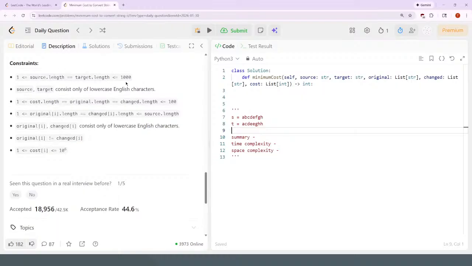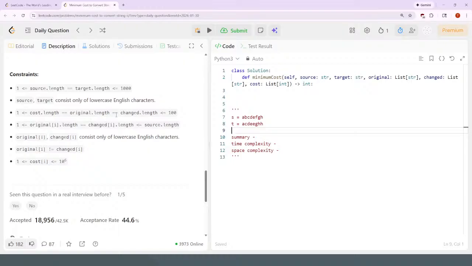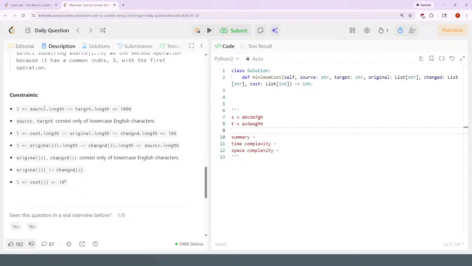Source and target, original and change at I, I thought would be equal in length. It doesn't even seem like it. Source and target the same character length. The cost, length, original length, and change length are the same. Okay, that's fine. The original I.length. Okay, so yeah, they are the same length. So it's not like changing from A to 2Bs or something. Original I.length equals change I.length.